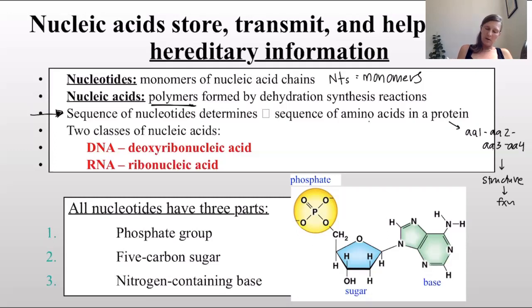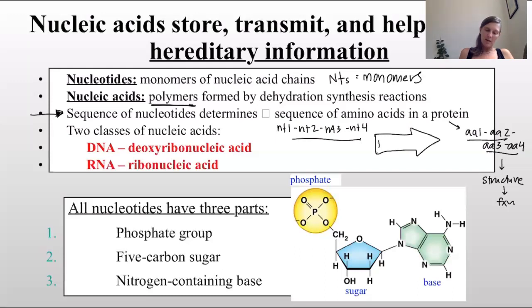The sequence of nucleotides, nucleotide 1, nucleotide 2, nucleotide 3, nucleotide 4, etc., will determine the hereditary information that we're talking about. And in fact, what we're going to learn about, which is really, really cool, is that the nucleotides actually determine the proteins in our bodies, right? So we get kind of like, I'm going to call it info flow. Information flows from our nucleic acids, and they dictate what our protein sequences will be, which is really neat.